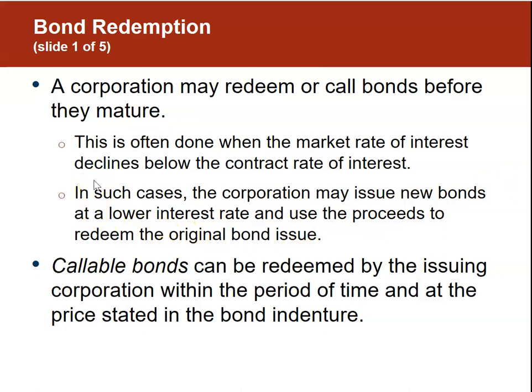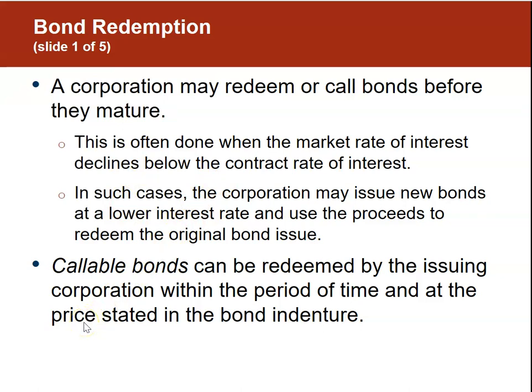So when a corporation calls these bonds before maturity, the corporation will issue new bonds at the lower interest rate. Remember, why would you pay out, on a big, massive bond issue, if you're a company, an extra $600,000-$700,000 every, twice a year if you didn't have to? So callable bonds, and I want to just assure you, most bonds are callable, can be redeemed by the issuing corporation within the period of time and at the price stated in the bond indenture. So if the market rate drops, these bonds are getting called.